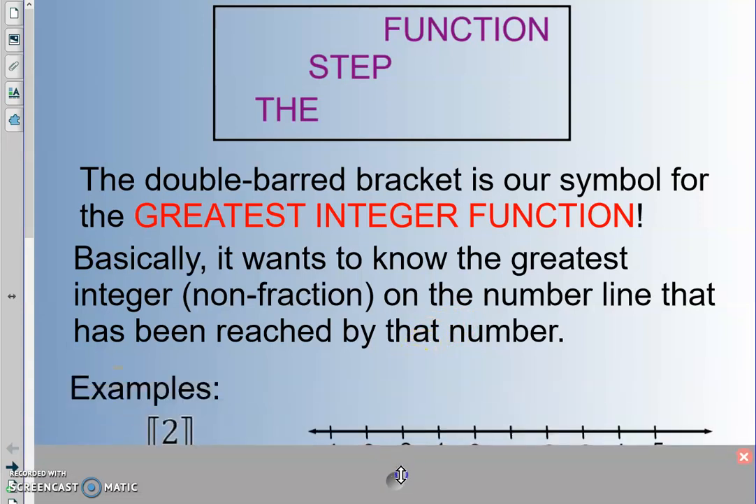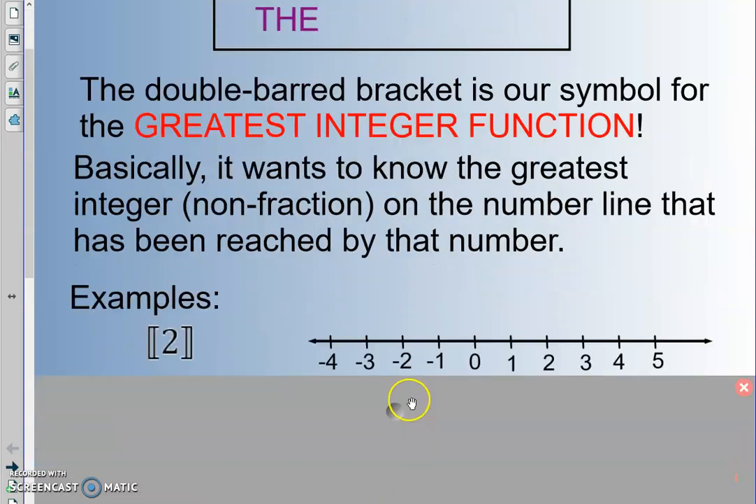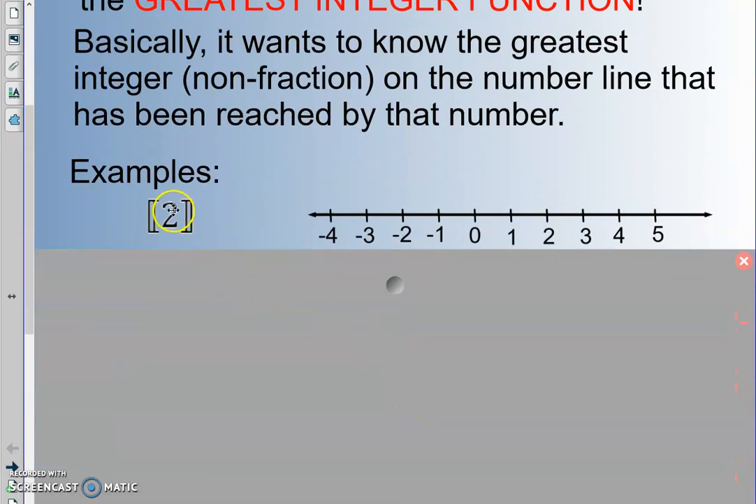Let's dive in. You can follow along in your notes. So for example, what's the greatest integer function of 2? Well, this is not that hard. If we look at our number line at where 2 is, it's right there. And what's the greatest integer we've actually reached? Remember, to get greater on a number line, we move from left to right. The greatest integer we've reached is 2. Well, that was boring and not challenging.